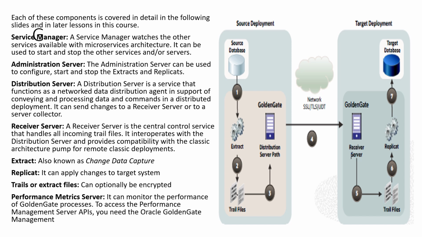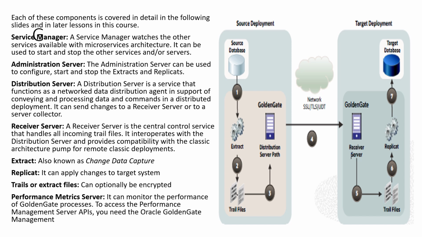So extract and replicat are very similar to what used to happen in the classic. They will capture the data and behave the same way. Moreover, the types of extracts are also the same as in the classic. We have a classic extract and an integrated extract. For the replicat also, we have classic and integrated. We have a parallel and coordinated replicat. So all these replicats which existed in the classic are there in microservices also.